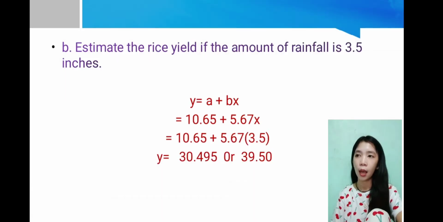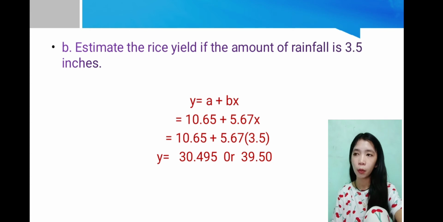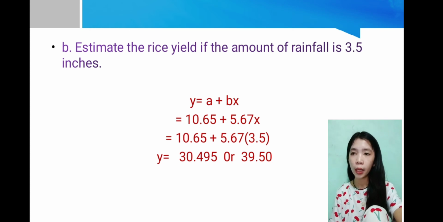Letter B. Estimate the rice yield if the amount of rainfall is 3.5 inches. Y equals a plus bx equals 10.65 plus 5.67x equals 10.65 plus 5.67 multiplied by 3.5. Y equals 30.495 or 39.50.